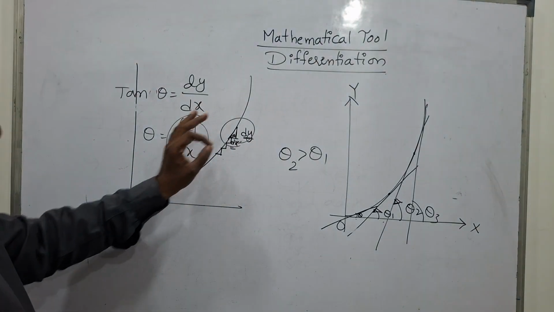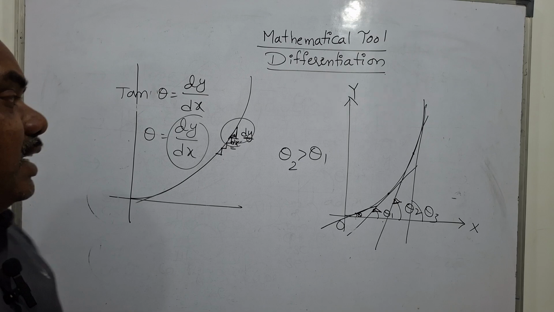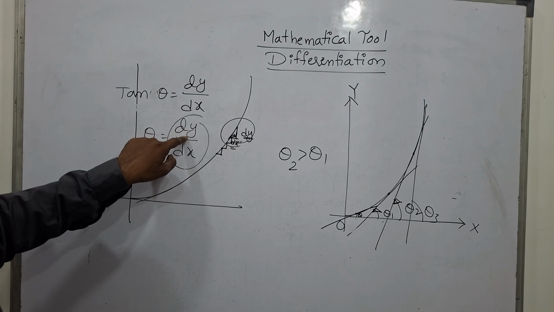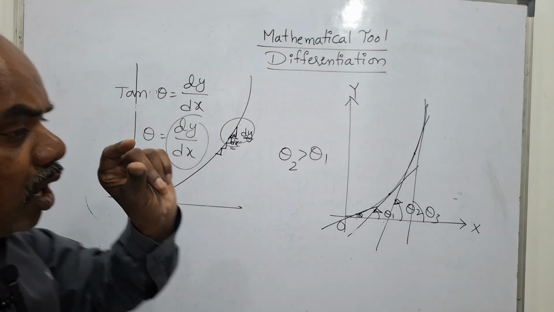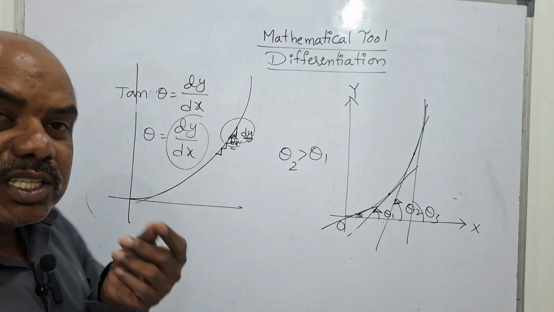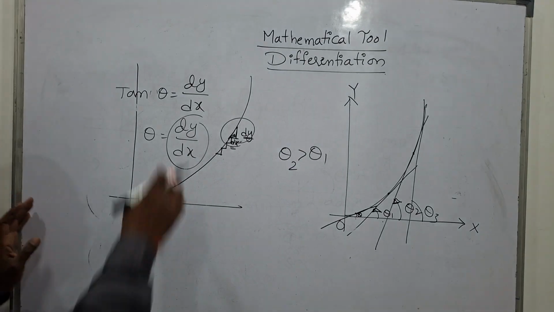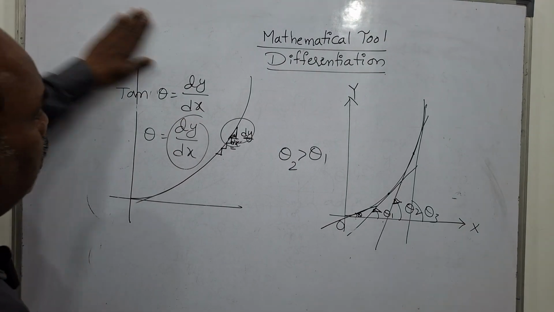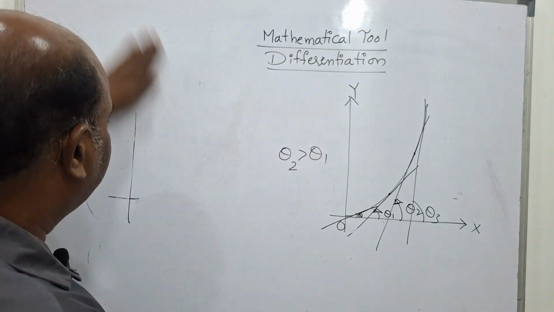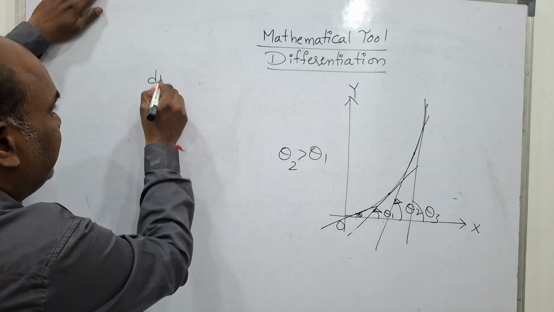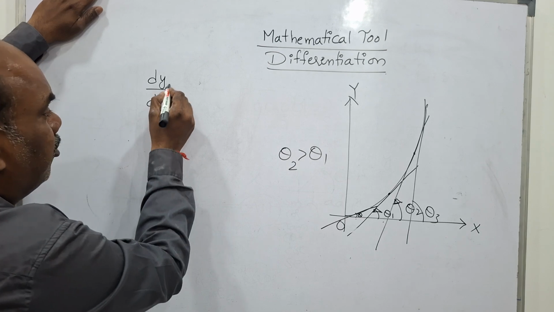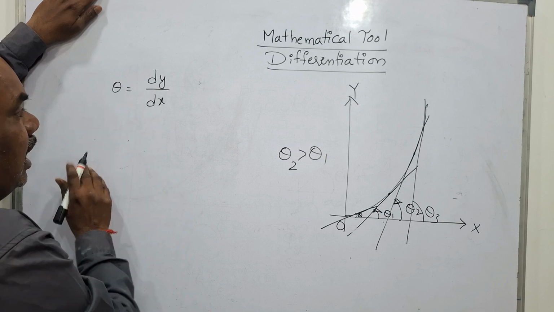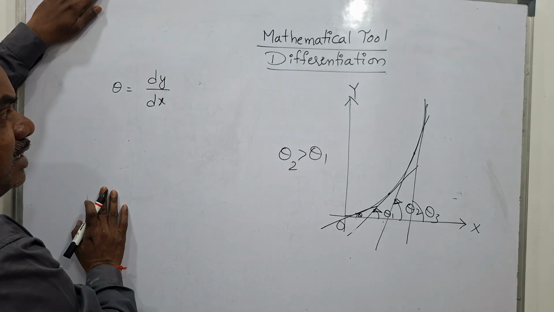Differentiation means splitting the graph into small portions. Differentiation is denoted by dy by dx. dy is the smaller portion on the y-axis. dx means smaller portion on the x-axis. This ratio is called theta. Clear? Now, sir, how to write dy by dx? dy by dx means differentiation of y with respect to x. This is nothing but theta. Theta, opposite side, this is adjacent side.